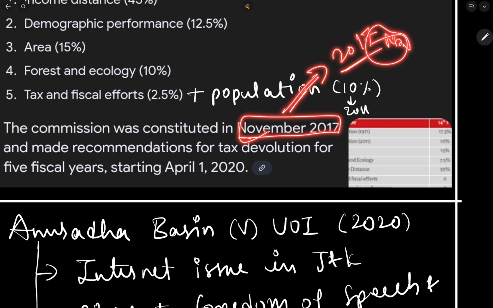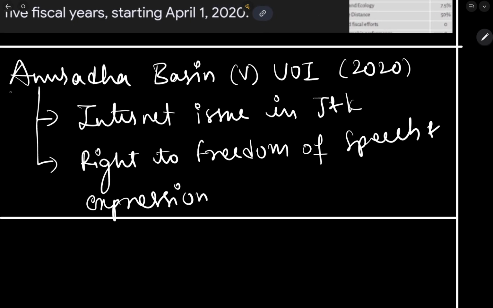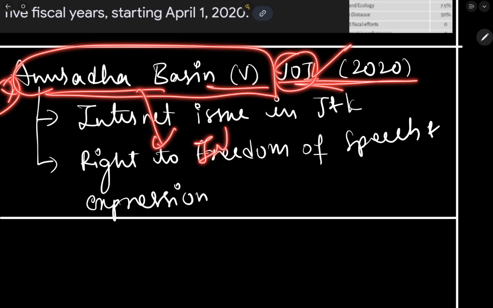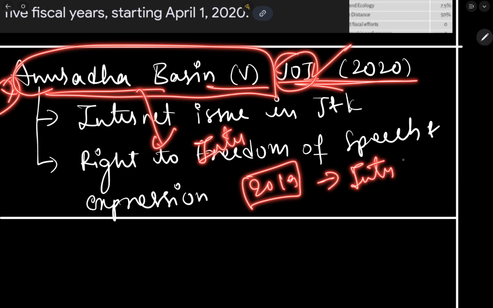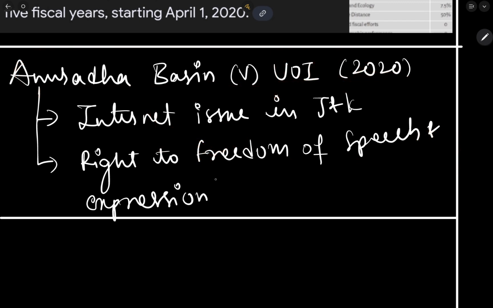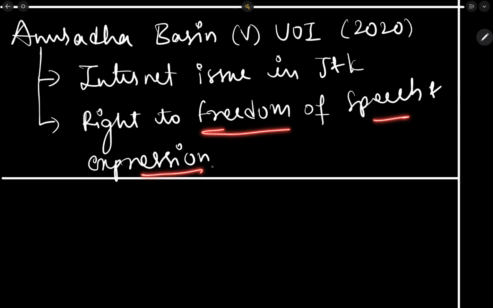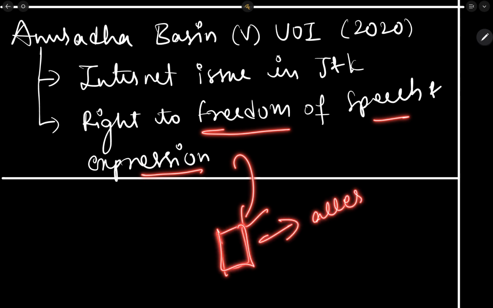Okay. Next we have the last topic, that is Anuradha Bhasin versus Union of India. This case is basically with respect to the internet issue, when in 2019 the government of India banned the internet in the region of Jammu and Kashmir. By challenging this, the Supreme Court held that it is a breach of the right to freedom of speech and expression, because through the internet we can access social media where we can give our opinions and share our feelings.